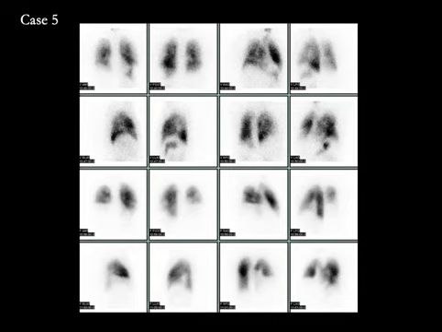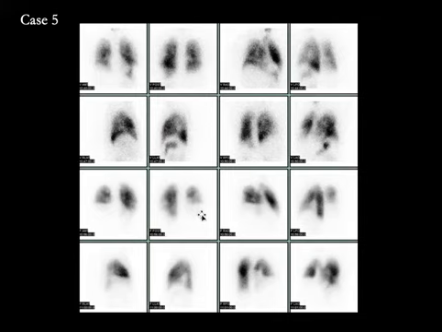Case number 5 is showing another VQ scan where, when we compare anterior of ventilation to anterior of perfusion, we find that this part of the lung is where perfusion is missing, but it is getting ventilated. So there's a mismatched perfusion defect. It's better seen here in the posterior view of ventilation, where there is ventilation, but there is no perfusion.